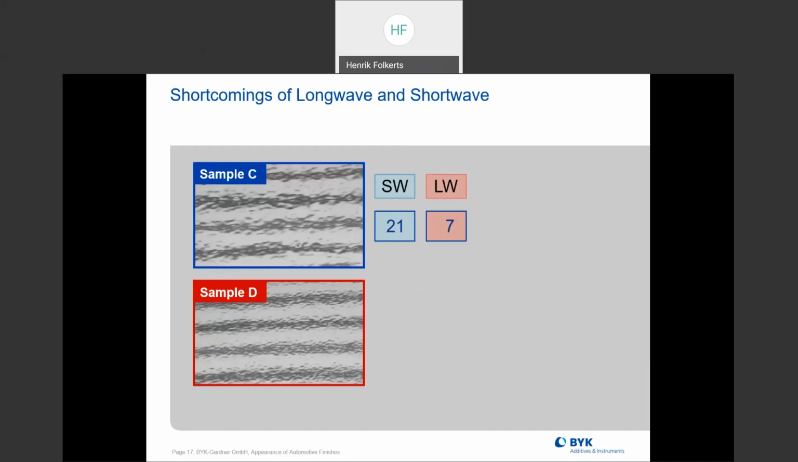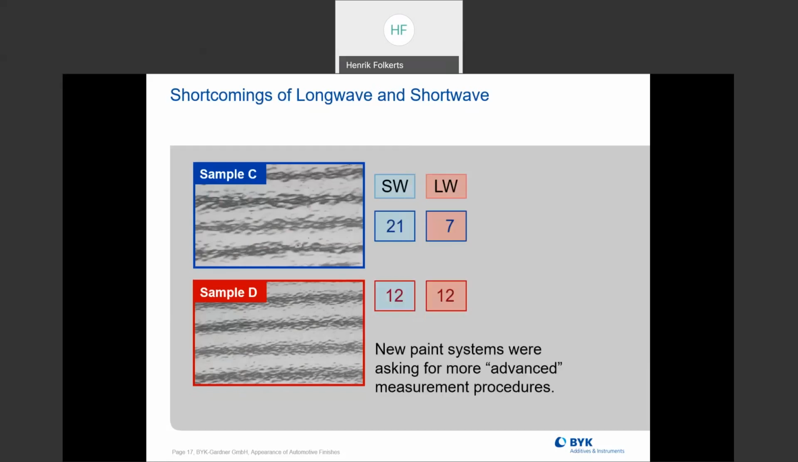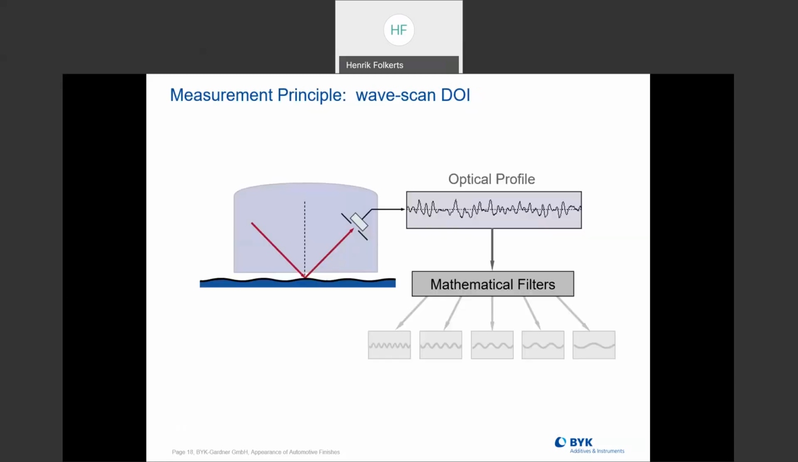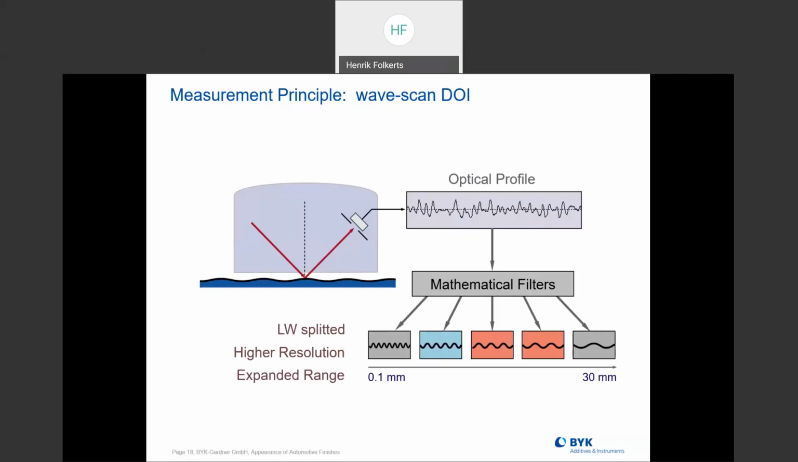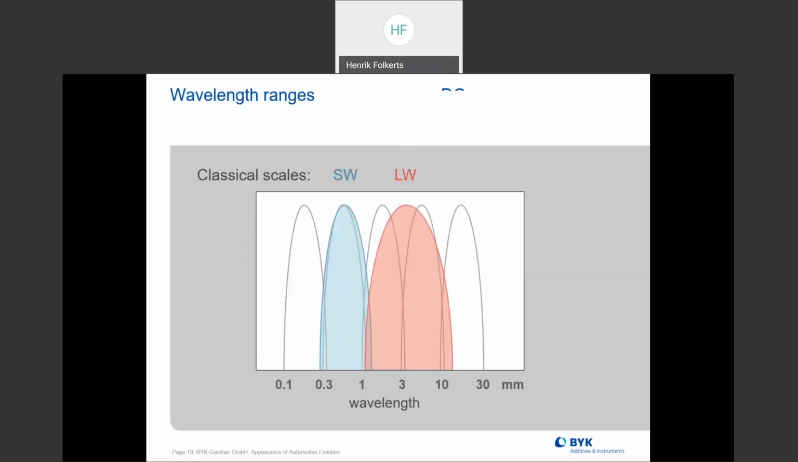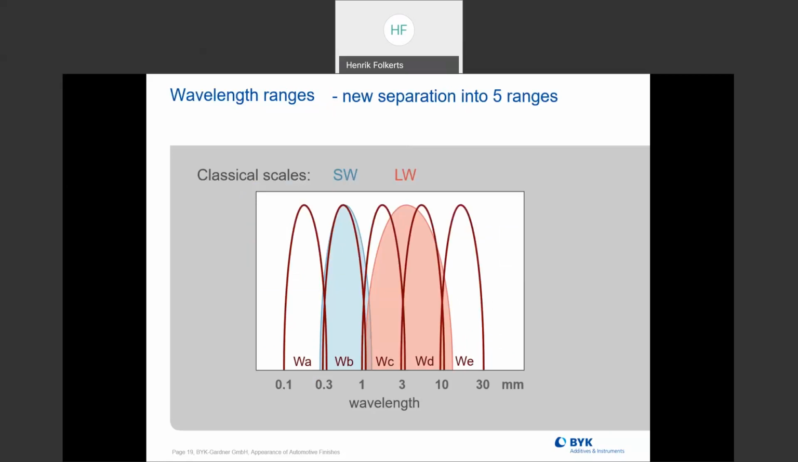But in this example, this is a newer paint system, and so what happened was the numbers weren't always correlating to what we saw visually, so we needed to break these down into more distinct categories. So what did we do? We broke them down from 0.1 millimeters to 30 millimeters into different categories, and we call these WA, WB, WC, WD, and WE.